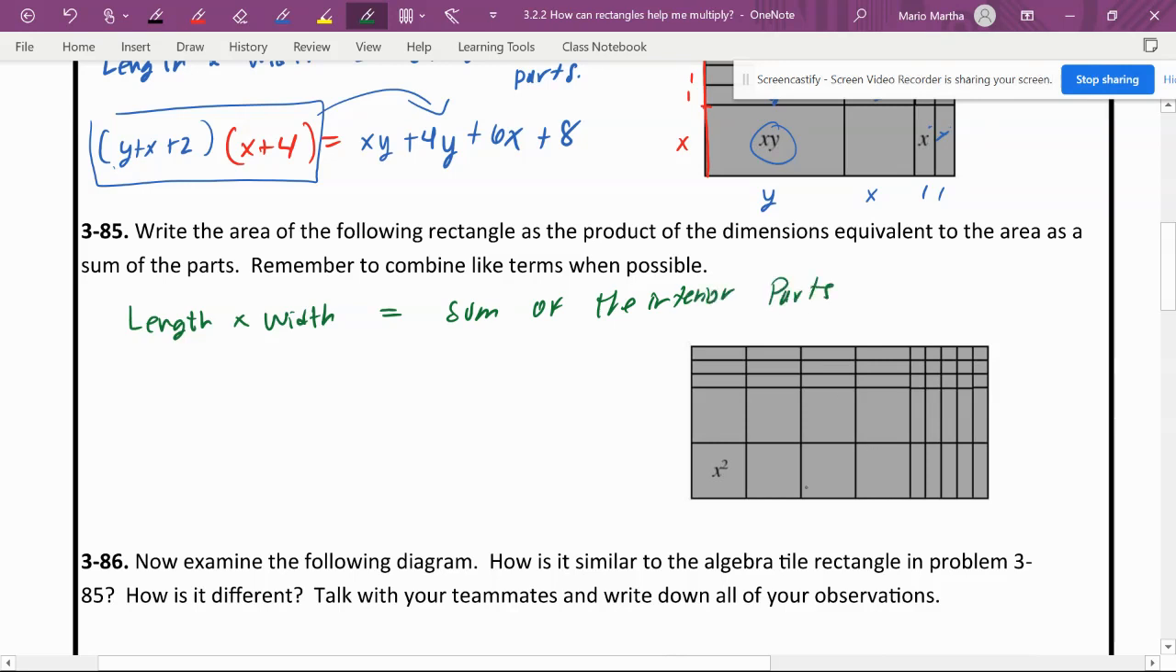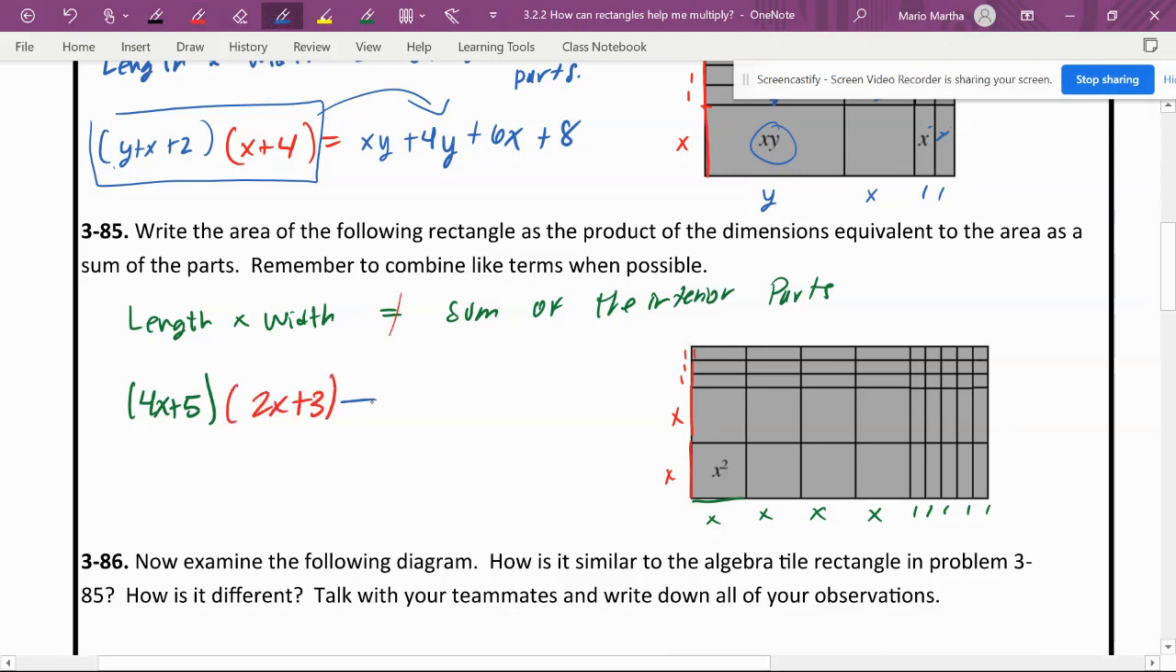So let's first find the base of this, right? The length. So x, x, x, x, all these are ones. So that gives us 4x plus 5. And then the width is x, and then plus x, and these are ones as well. So that would be 2x plus 3.